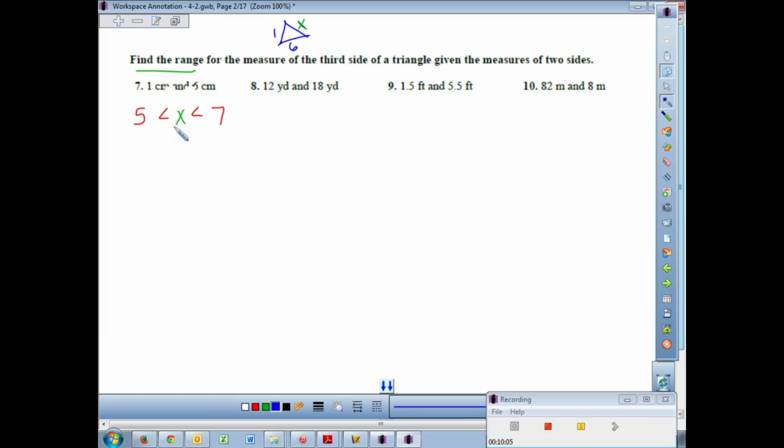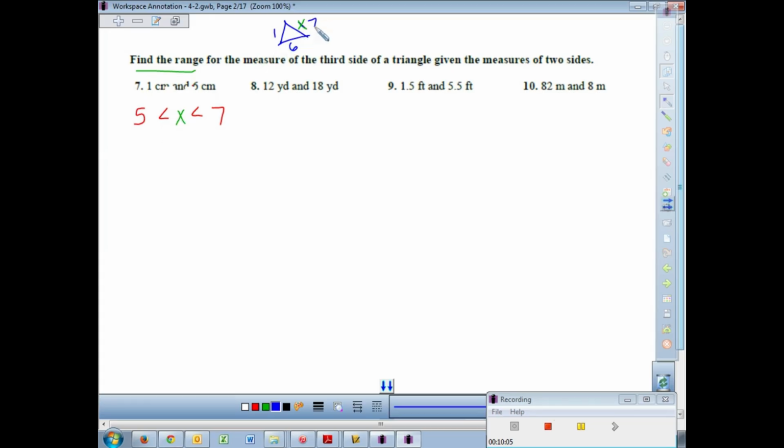So pick me a number that's less than 7 and greater than 5. I chose 5.5 before. Isn't 5.5 bigger than 5? Isn't 5.5 less than 7? And didn't that work right here? The question is, will 5 work? If we put 5 in here, will 5 make a triangle out of this situation? 1 plus 5 is 6, and that's not greater than 6, so should I put an equal to bar with that? Would 7 work for a triangle?